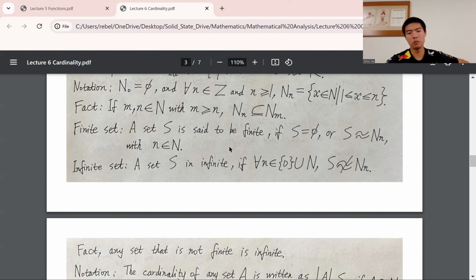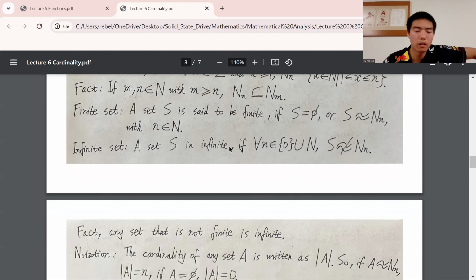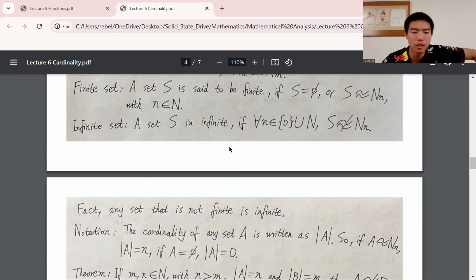Okay, and we define two important definitions here as well. One is called a finite set, another is an infinite set. What is a finite set? A finite set is a set S if it's empty or it has the same cardinality as N_n for some n in the natural numbers. And an infinite set is, if a set is not finite, then it's infinite.